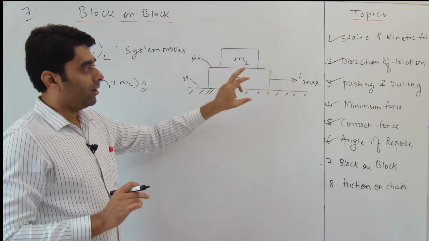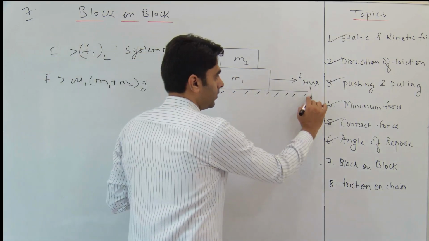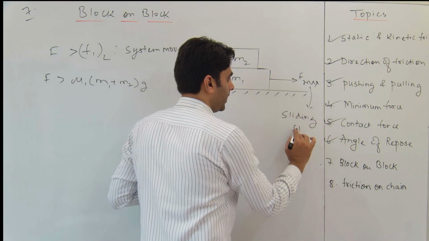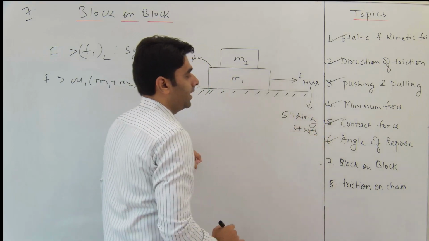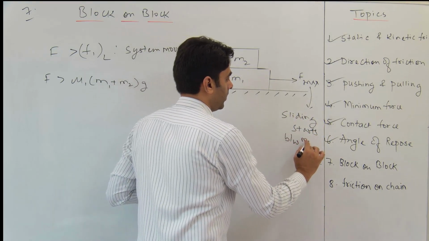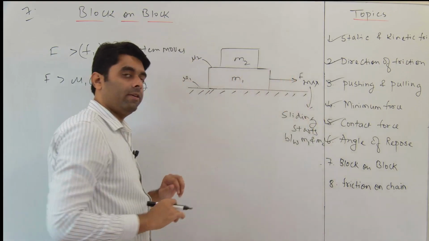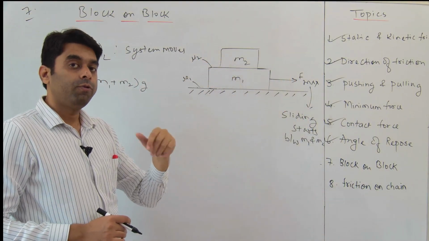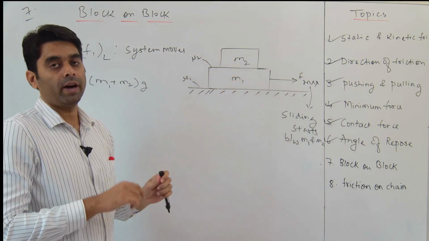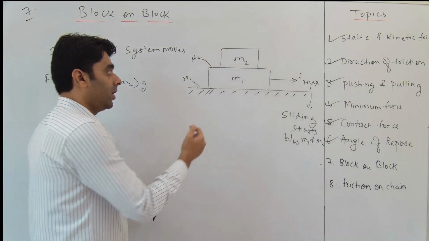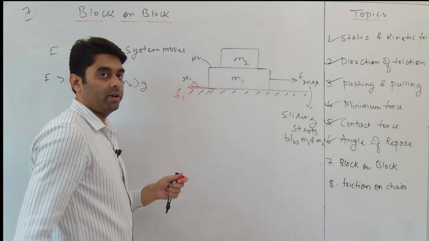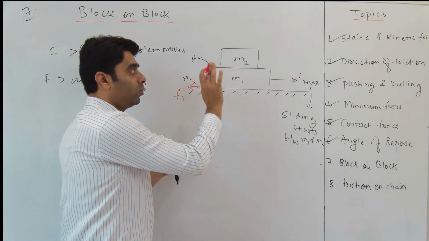To find out this F max value, this is F max when sliding starts between m1 and m2. To find out your F max value, we need to understand what is happening between m1 and m2. Which force is helping m2 to move ahead along with m1? On this m1, friction F1 from the ground will be acting over here. Which force is helping your m2 to move together?